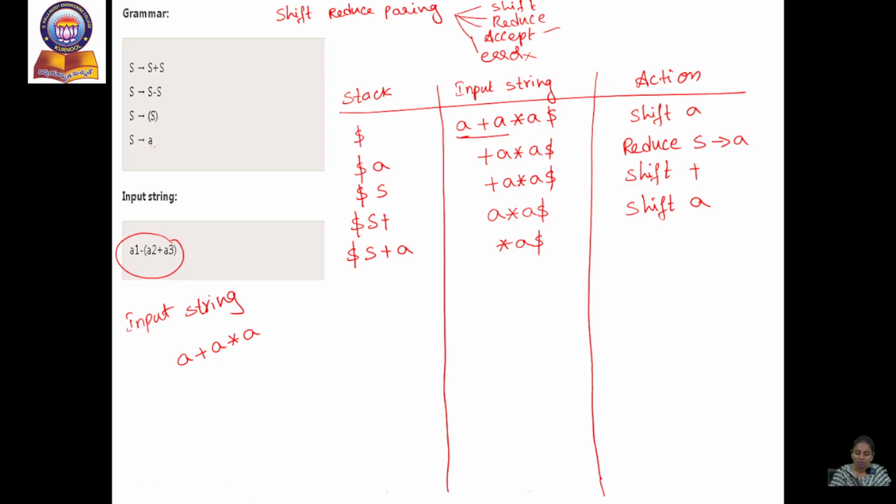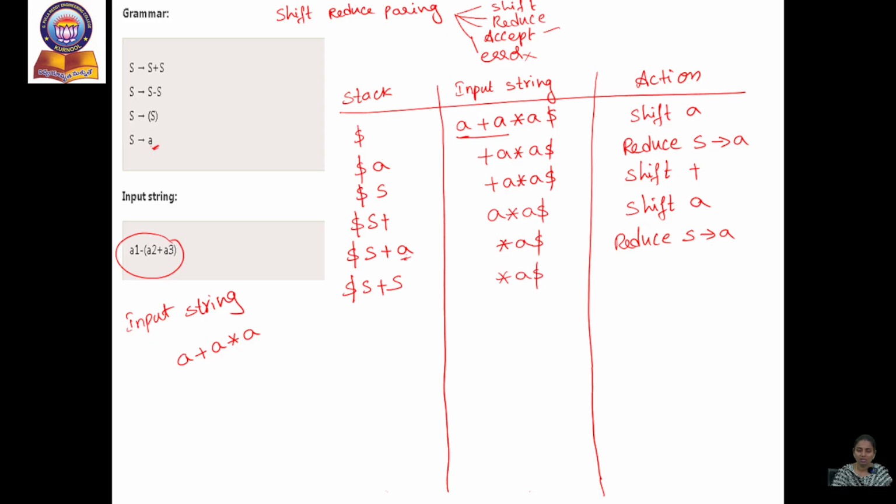So now S plus A, I'm checking whether S plus A can be replaced with its production. No, S plus A is not available, so I'm checking all the possibilities. But here A can be replaced by its production, so I'm going to perform the reduce, that is S derives A. So the dollar S plus will be as usual, and in the place of A it is reduced with its production, that is S, and the input string remains.